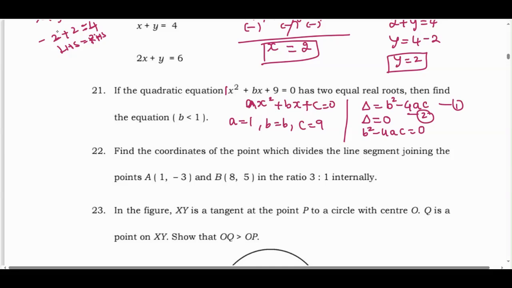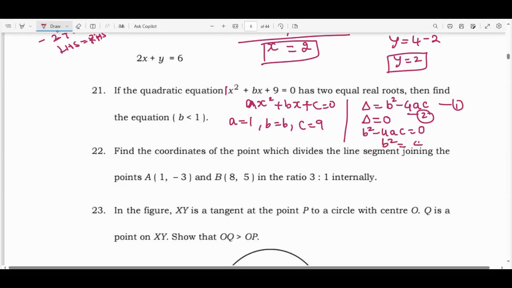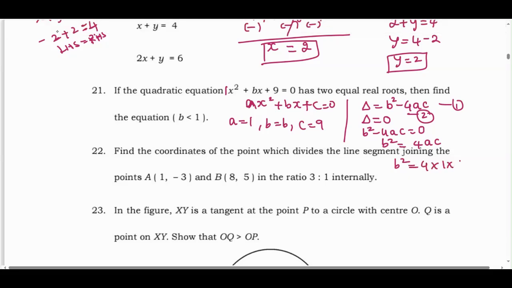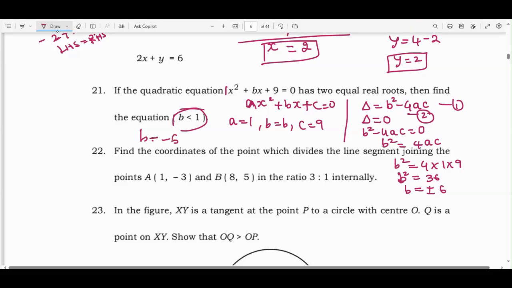So if it is b square minus 4ac equals 0, then b square will be equal to 4ac. Minus goes to the other side and becomes plus. So b square will be 4 into a, which is 1, and c is 9. So it will be 36. So b square is 36, so b will be plus or minus 6. They are asking that the b value should be less than 1, so the b value will be minus 6. That will be the answer for the given question.